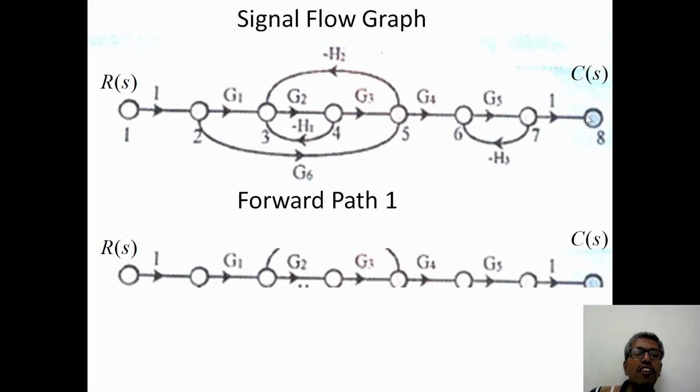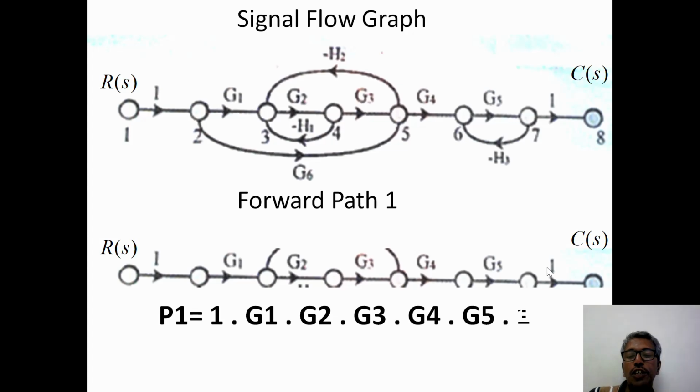The gain will be 1 into G1, G2, G3, G4, G5 into 1. That will be the first forward path gain, called P1, which is equal to G1 G2 G3 G4 G5. Now you have to find the second forward path. Here it follows 1 to 2, from 2 it is routed to 5 through G6, then 5 to 6, 6 to 7, then 7 to 8. That will be the second forward path.